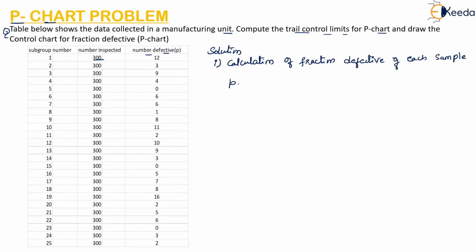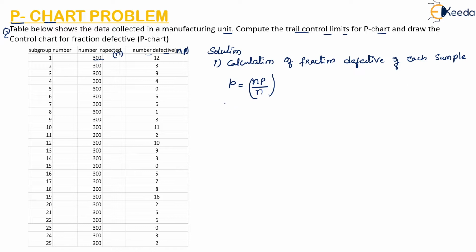So for the solution, the first thing we have to do is calculation of fraction defective of each sample. Small p value is equal to np divided by n. Here this is np, that is the number defective. This is not p, this is np, and this is n, that is the sample size.